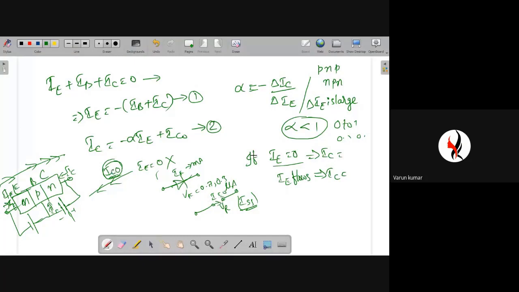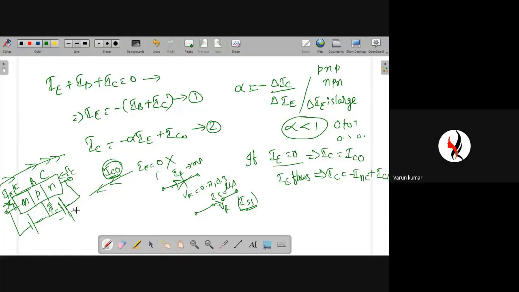Here it is ICO. ICO is nothing but the reverse saturation collector current. As we have already discussed, junction JE and junction JC act like two PN junctions: one NP junction formed by JE and one PN junction formed by JC. So here the collector current will be ICO, which is in microamperes or very small. If it is an ideal transistor, this ICO will be absolutely 0. Whenever there is a practical transistor, then it will be present.